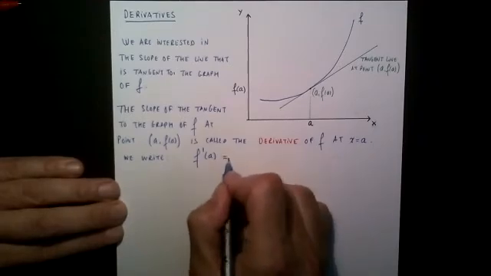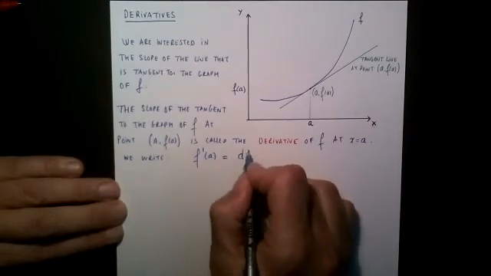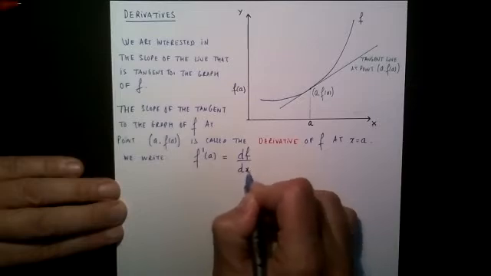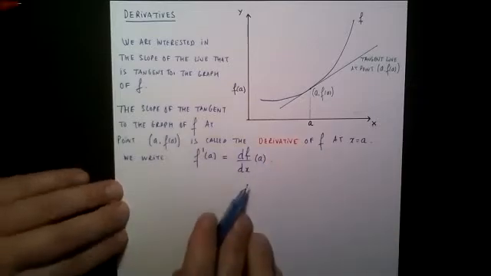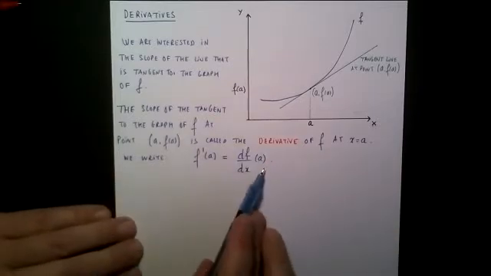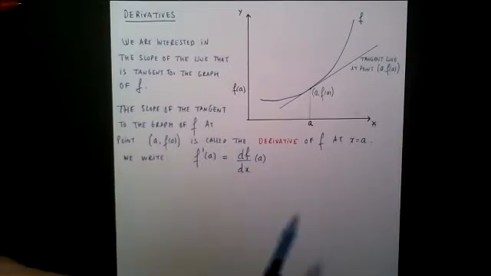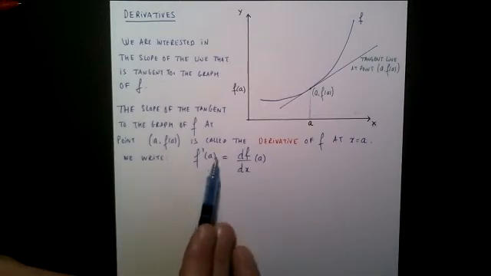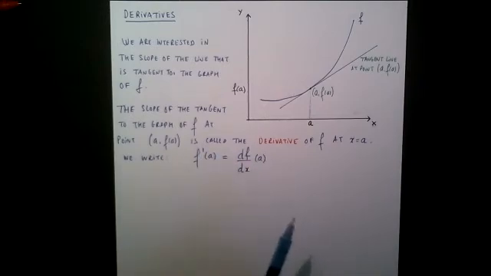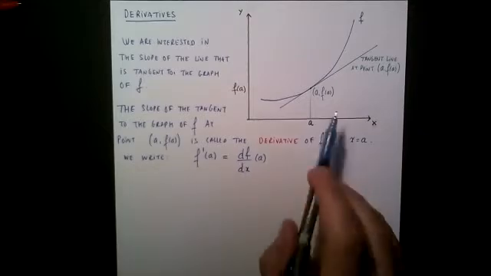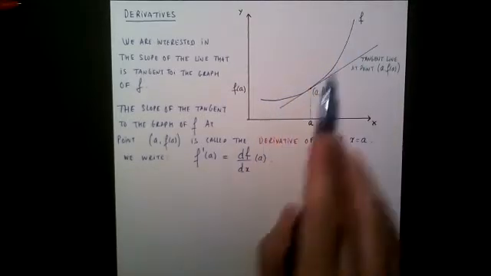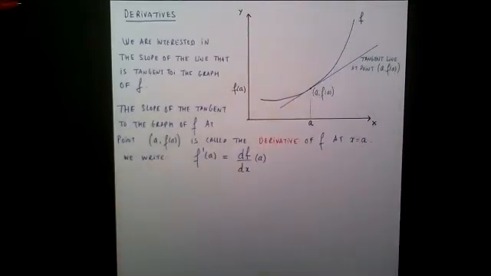Or we could also write it this way: df/dx of a. We're going to talk about this notation soon. This is the Leibniz notation. There were two mathematicians who really invented differential calculus, Newton and Leibniz. This was the Newton notation. This is the Leibniz notation. And you'll see that both have good applications. What's important for now is that we're interested in finding the slope of the tangent to the graph. Good, and that slope is called the derivative.